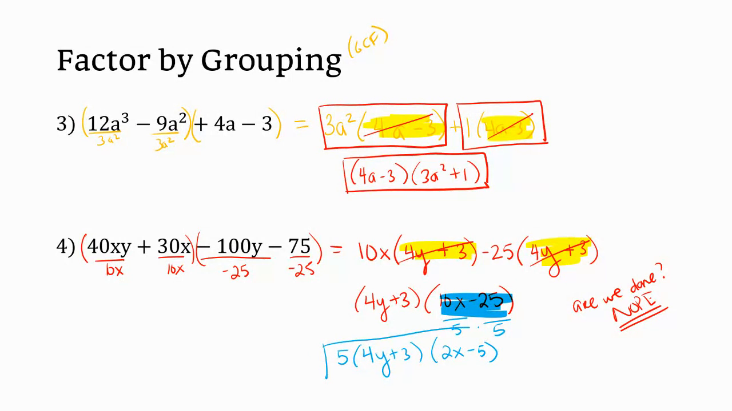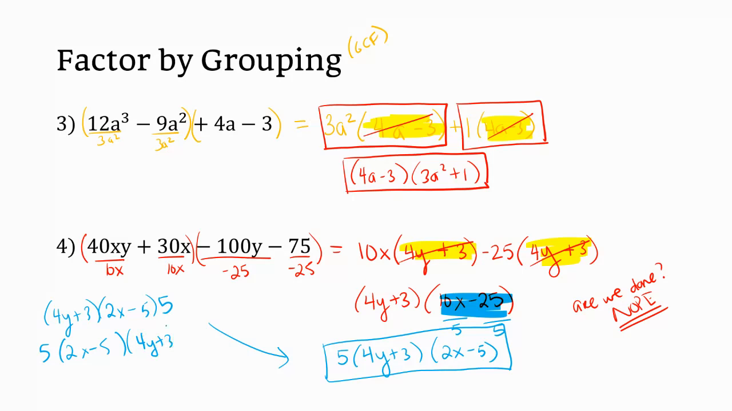Now, I can't hear any of your questions, obviously, but I would guess that is one of your questions maybe, why was I able to write the 5 over here? Right? And really, I could have written this a number of ways. I could have said 4y plus 3 times 2x minus 5 times 5. Right? I could have written 5 times 2x minus 5 times 4y plus 3. I could have written 4y plus 3 times 5 times 2x minus 5. Right? Multiplication is commutative. Like, I am able to switch the order in which you multiply.